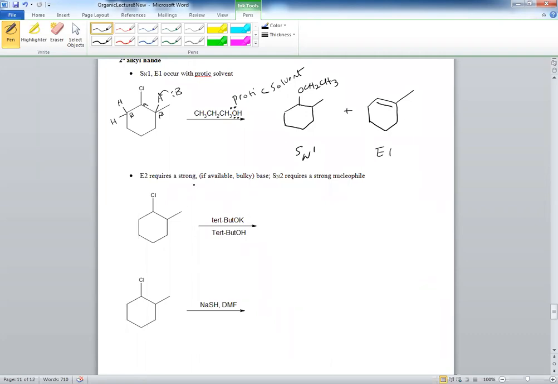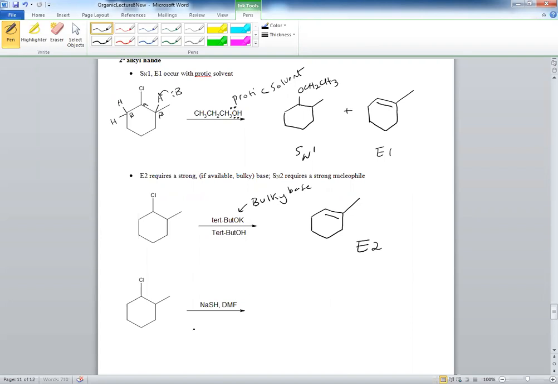Now, E2 requires a strong, if available, bulky base, and the SN2 requires a strong nucleophile. In this case, this is going to be an E2 because you have tert-butoxide. That's a bulky base. So it's going to give me the same product as the E1. Again, this is E2.